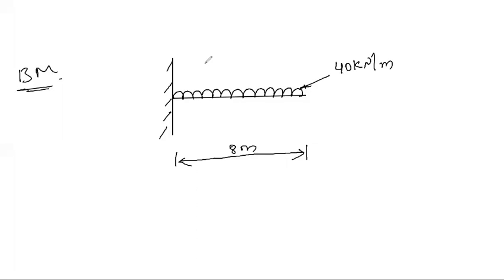Now, for the purpose of analysis, what we have done earlier, the same thing we need to do here. First, we'll take some section over here. For example, this is section XX. At this section, what is our bending moment? Again, we'll take section YY. At this section, what will be our bending moment?